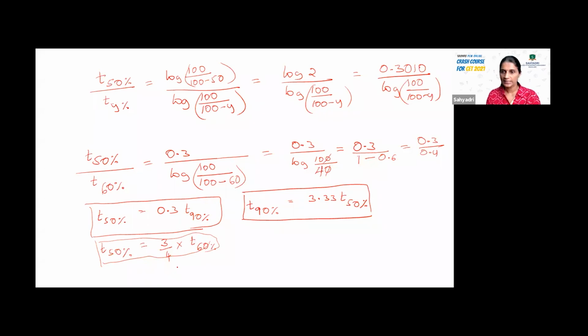So 75% of T 60% is that. Clear? Is that clear? Yes. Clear, right? Shall we proceed?